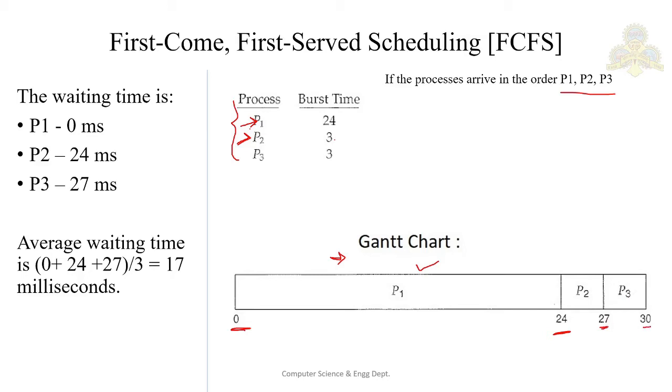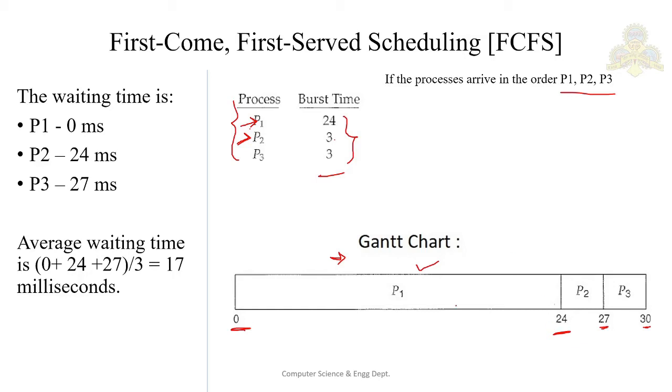Now there is a way to check whether this end time you have got, 30, is right or wrong. The basic thing is to add all the burst times: 24 plus 3 and 3 is 30 milliseconds, right? So for processes P1, P2, P3, it should be 30 milliseconds. So check whether it is proper. Here also you are getting 30, here also you are getting 30. That means your Gantt chart is right. This is one way to verify your Gantt chart.